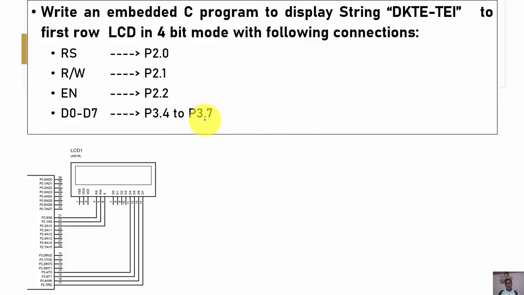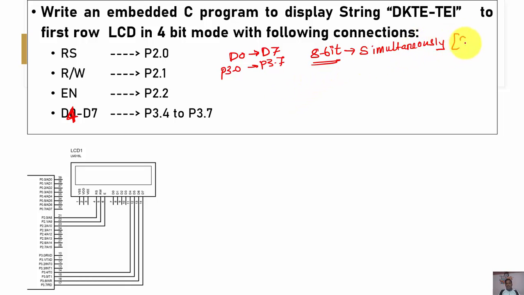In 8-bit mode, all the 8 data lines are utilized, that is D0 to D7, and these are connected to P3.0 to P3.7. The actual data or command that we transfer is 8 bits, and all these 8 bits are transferred simultaneously. This is done in the 8-bit mode of the LCD.